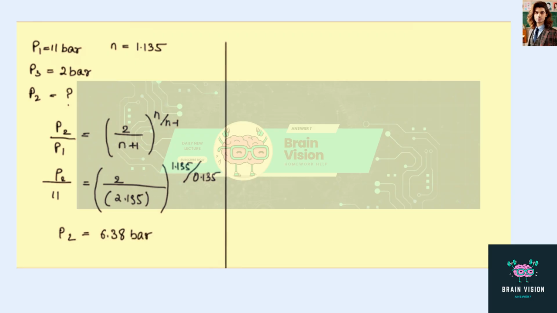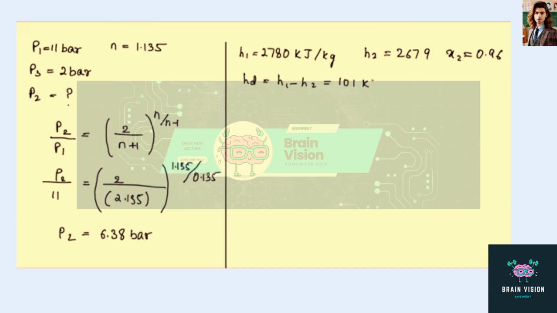Let us now proceed further with the solution. So from the property table, we have H1 equal to 2780 kilojoule per kg. H2 is equal to 2679. X2 is equal to 0.96, and now here we can calculate HD, that is equal to H2 minus H1. Sorry, H1 minus H2, that is equal to 101 kilojoule per kg.